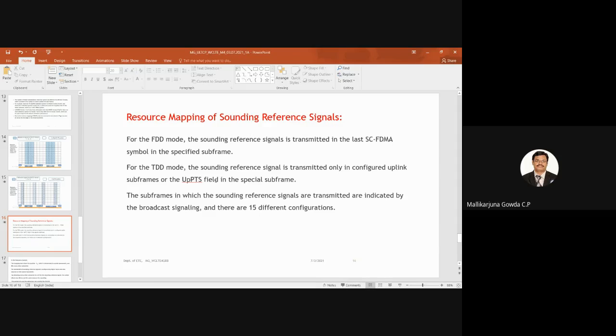Uplink PTS field in the special subframe. Subframes in which the sounding reference signals are transmitted are indicated by the broadcast signaling, and there are 15 different configurations for this sounding reference signal.